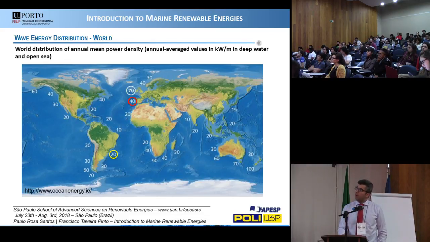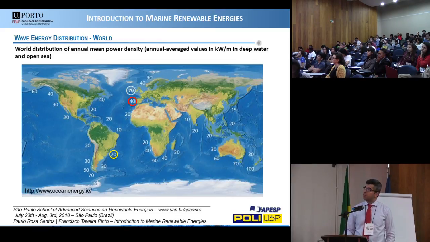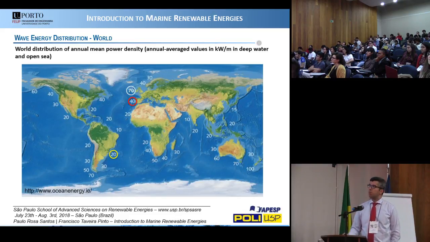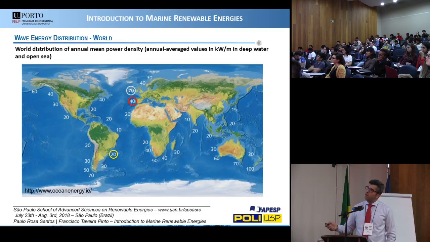Here you have also some figures, so the average values of wave power for different parts of the world. In front of Portugal, about 40 kilowatts per meter of wavefront. If we go north, nearby Ireland and Scotland, we have almost twice that value. If you go to the south, we have a small resource. And here, in front of Brazil, maybe something around 20 kilowatts per meter of wavefront.